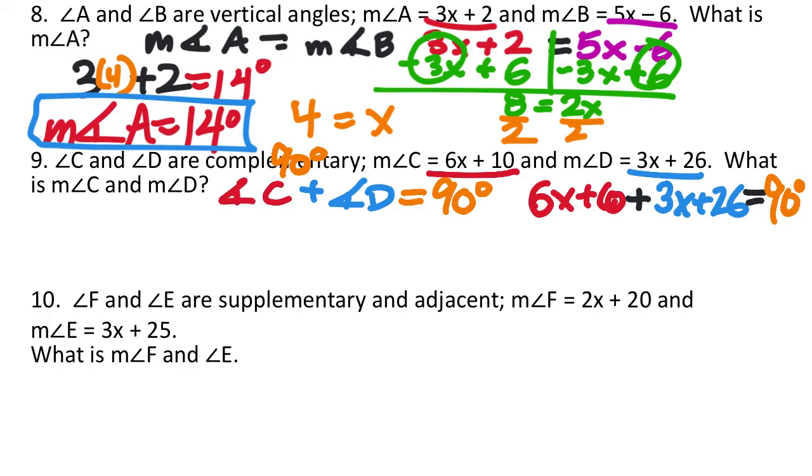Well, we just need to solve this equation. So the first thing I would do on this one is combine the like terms, 6x and 3x, that's 9x's. And then 10 and 26 over here, that's a positive 36. And this should equal 90 degrees.